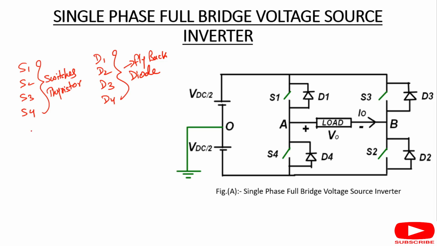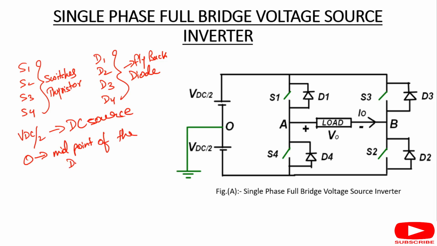So here VDC by 2 is used as the input, the DC source of the inverter, and the point O is called the midpoint of the DC source, which is connected to the ground. Okay, this is ground.